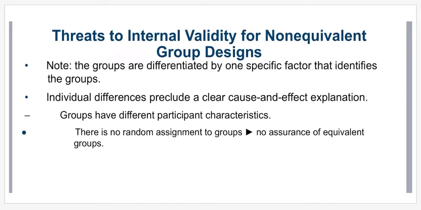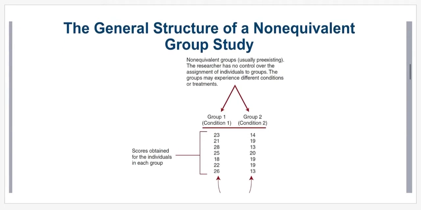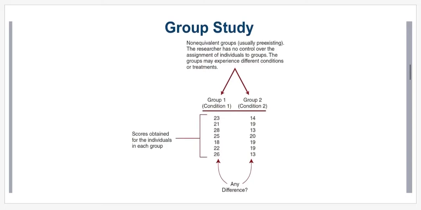Before that, I'm going to go to this and I will come back. This is the general structure of a non-equivalent group study. Again, we're looking for a difference between the groups. You see that at the bottom. Those are the scores that are obtained for the individuals in each group. There are two groups here, two conditions, based on whatever variable we're studying. In our example, we're talking about technology, the high school policy, whether there's technology or not.